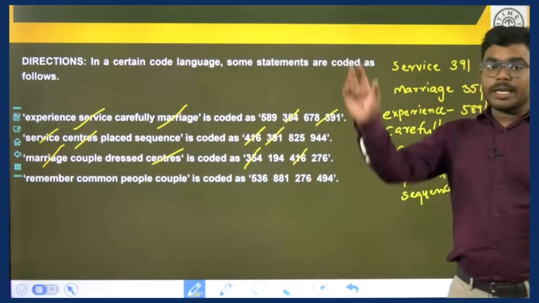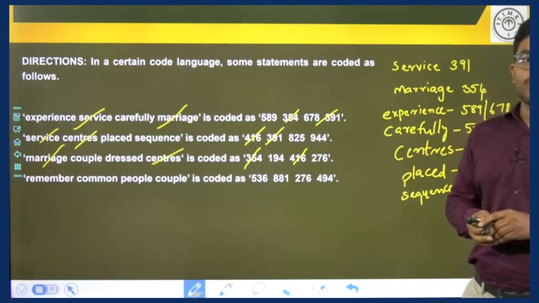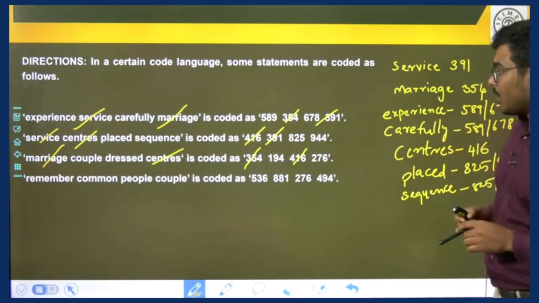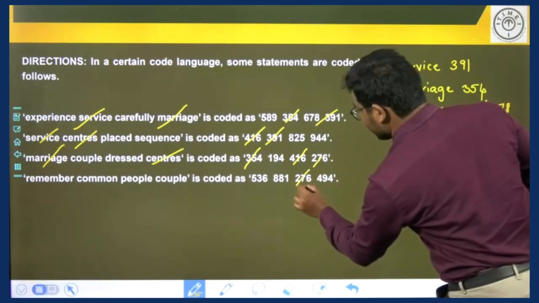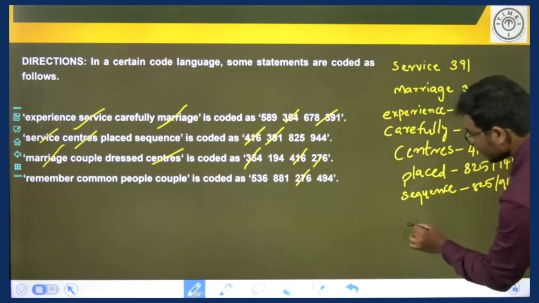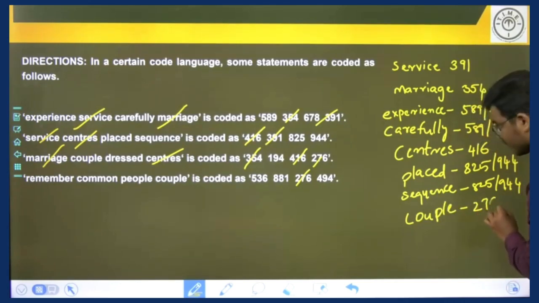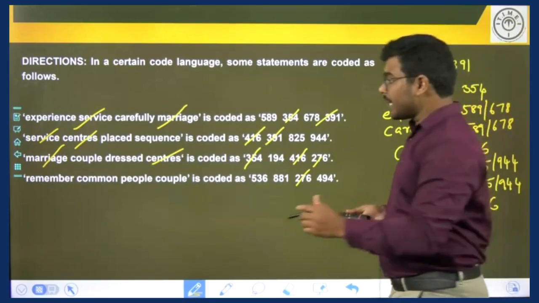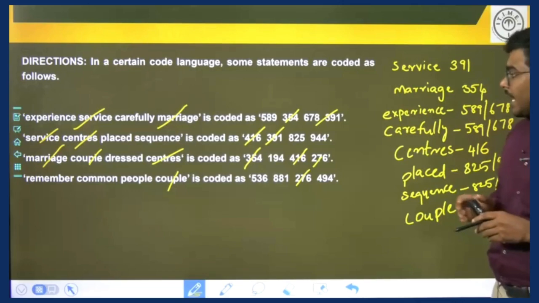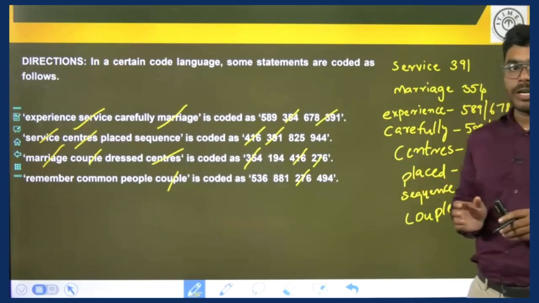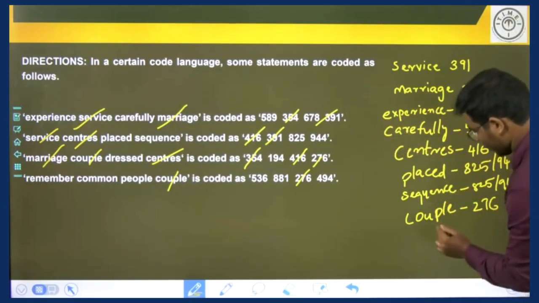Let's check statement 3 and statement 4. Here, is there any common word in statement 3 and statement 4? Yes. Couple is the only common word in statement 3 and statement 4. And the only common code in statement 3 and statement 4 is 276. So, the code for couple is 276. And in statement 3, we can see that only one word is remaining, which is dressed, and only one code is remaining, which is 194. Hence, the code for dressed should be 194.